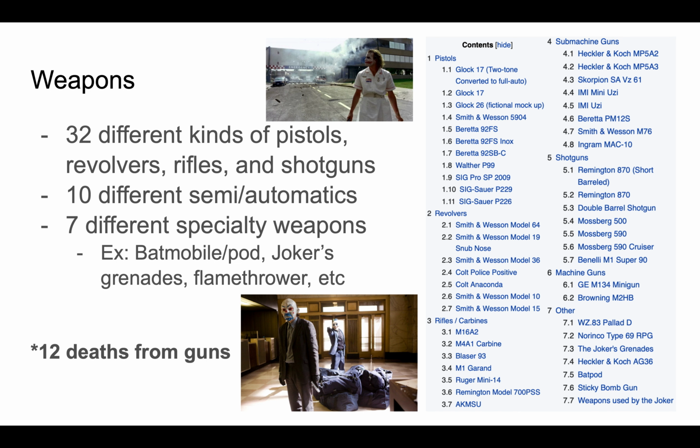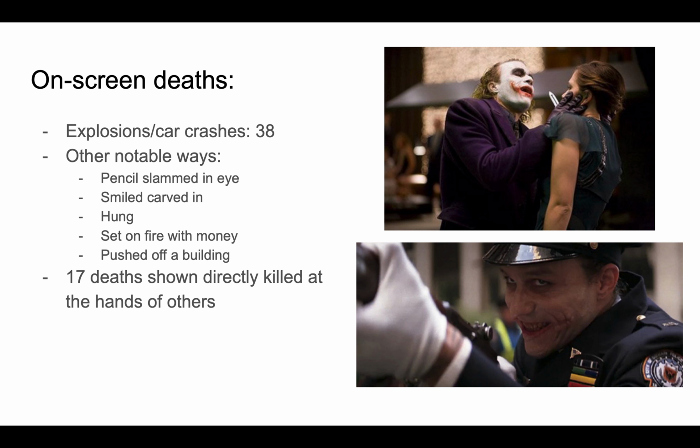And only 12 of the deaths in the movie were from guns. And as you can see from this list over here, there's a lot bigger of a variety of weapons and the different things used within the movie. So in this one, 38 deaths happened from explosions, car crashes, things like that. Some of the more violent ways that people died were without guns, honestly, like the pencil being slammed in the eye. I'll really have quite a core memory of that because that freaked me out. Someone was hung. It was alluded to that the Joker was gonna slice a smile into somebody's mouth.